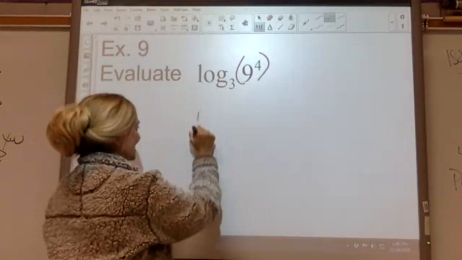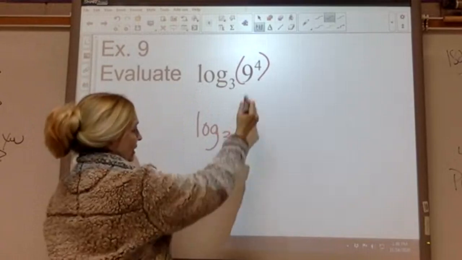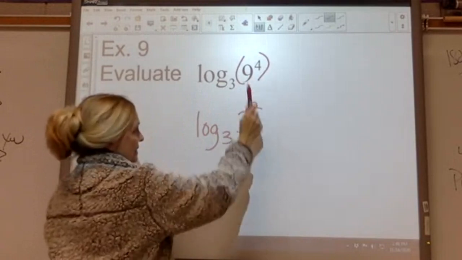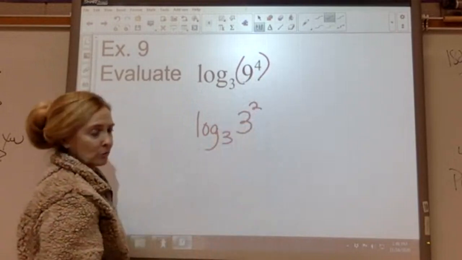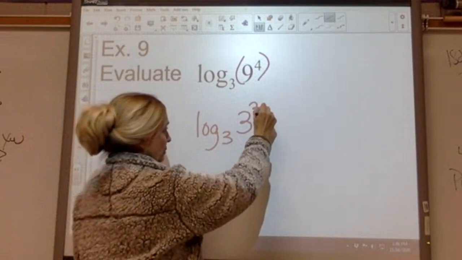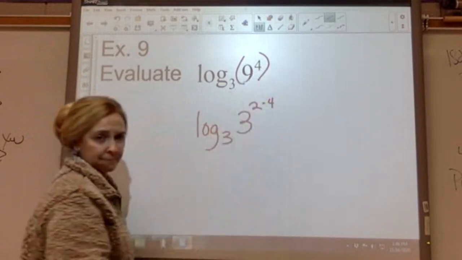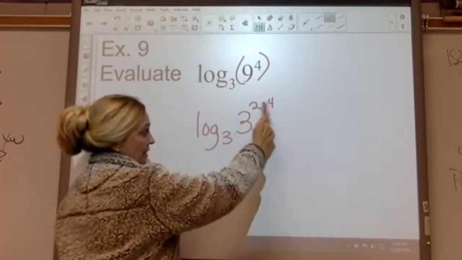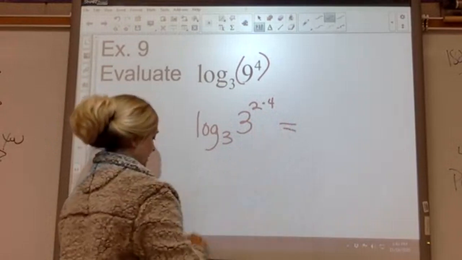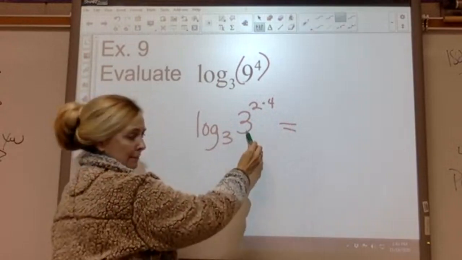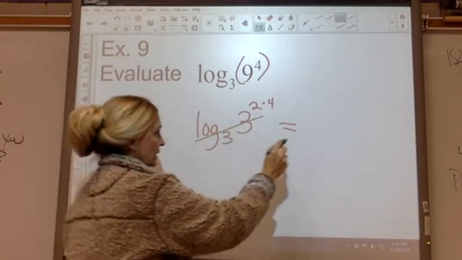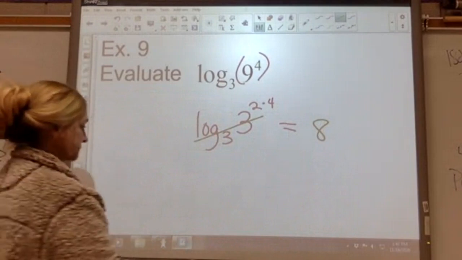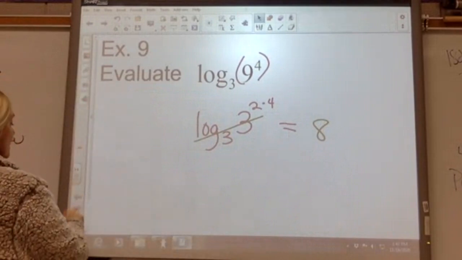So this is log base 3, and if I rewrite 9, that is 3 squared. And then I already had this 4 as an exponent that was already here, so this 2 I just put here gets multiplied by the exponent that was already there. So this is log base 3 of 3 to the 8th. And so now that this base and this base are the same, I can mark all this out, and the answer is 8, because 2 times 4 is 8. So you're left with just the exponent. All right, next one.